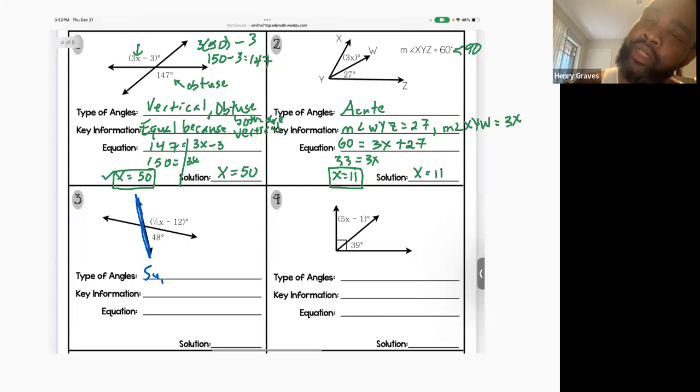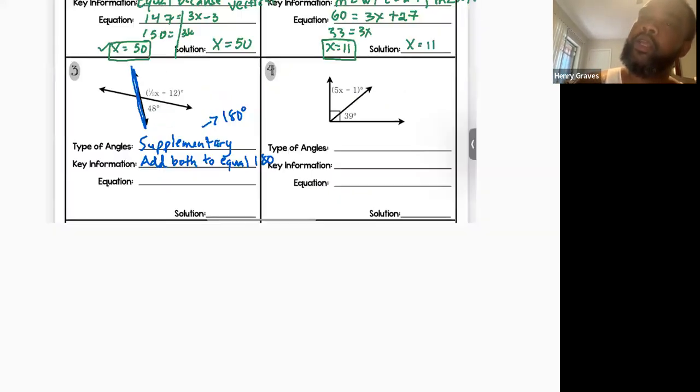If they're supplementary, they have to add up to be 180 degrees, right? So that means you're going to add both to equal 180. So I know I need the space. I'm going to go down. So 180 is going to equal 1/2 x minus 12 plus 48. So I'm going to do my math down here, where it's a whole lot less messy.